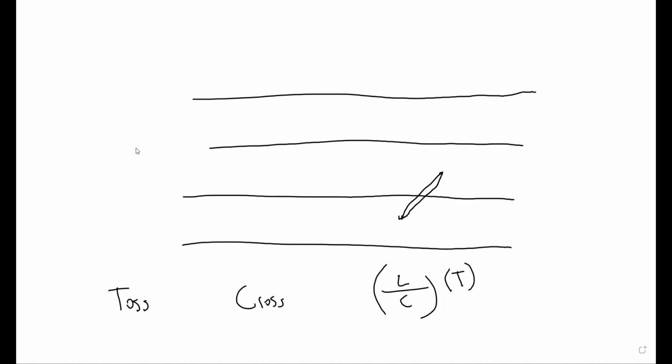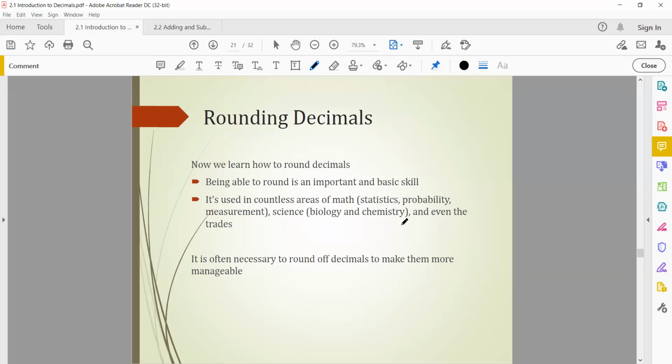Now, the reason I was showing all of that is that you're going to have to learn to round, because you can get a variety of different answers in regard to their decimal places, and sometimes you want an answer to be a bit more manageable, especially if it's an infinitely repeating decimal. It's like, what the heck are you going to do with that?